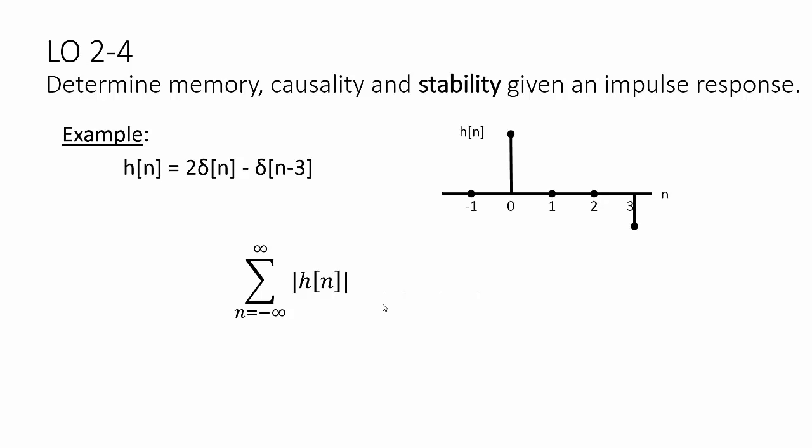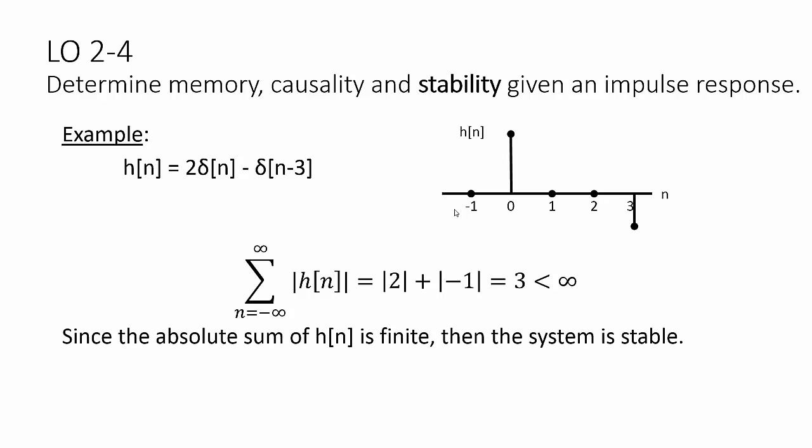h of n is 2 delta of n minus delta of n minus 3. That's what it looks like. Let's figure out what the absolute sum is. We take every value here, take the absolute value, add them up. Is this finite? Yes. Therefore, since the absolute sum of h of n is 3, which is finite, then the system is stable.